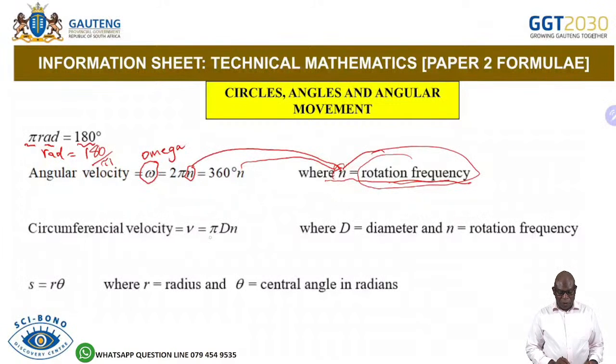Circumferential velocity, we have pi d n. It's also explained that the d stands for the diameter. So if I'm given the radius, I'm able to know that the diameter will be twice the radius. So twice the radius is equal to the diameter. n stands for rotational frequency. Again, the n there is explained.